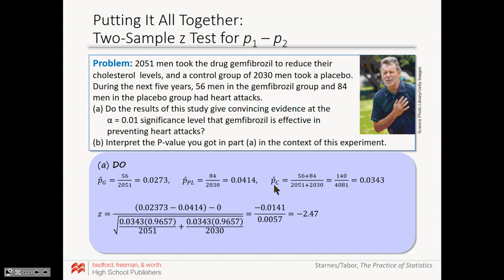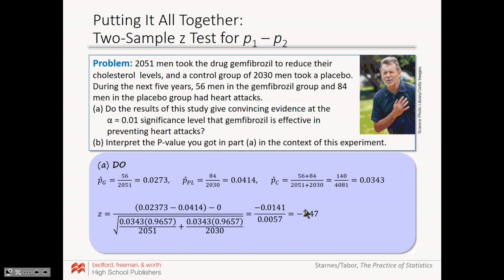All right, our p-hat combined, we already found. So plug in for your test statistic, p-hat G minus p-hat placebo. The parameter is 0 because we're assuming there's no difference. In the standard error formula that's down here, all of the p-hats are p-hat combined, and then 1 minus p-hat combined, 1 minus p-hat combined, divided by the individual sample sizes. Again, you're not going to do this by hand. You're going to do this on the calculator. But your test statistic is negative 2.47.